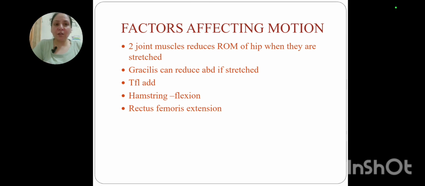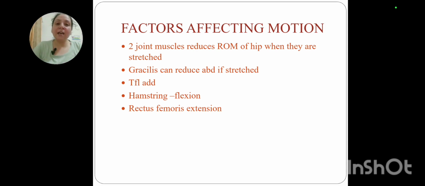Basically it reduces the range of motion of the hip joint when they are stretched. Like gracilis, it can reduce the abduction. Now you understand this position, that the hip abduction is also at an angle of, you can see, 45 degrees. Now 45 degrees is there, but you know that the hip abduction can go up to 90 degrees also. So fine, this is the action of the gracilis group of muscles.